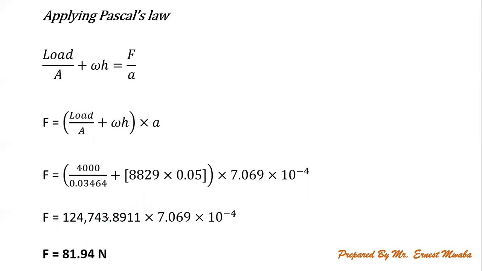So that's how you handle a situation where the two sides of the cylinder are not at the same level. You also make sure balance it out with this effect of hydrostatic pressure. And then you can make F the subject. Making F the subject of your formula depends on how you prefer to go about it.